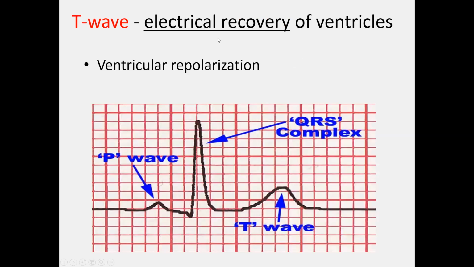The T wave is electrical recovery of the ventricles. This T wave is ventricular repolarization, right? That's when the sodium and calcium are going out of the cell and potassium is going back into the cell. We said that our heart is vulnerable at that time, because if you were to initiate an electrical charge here, your heart would stop.